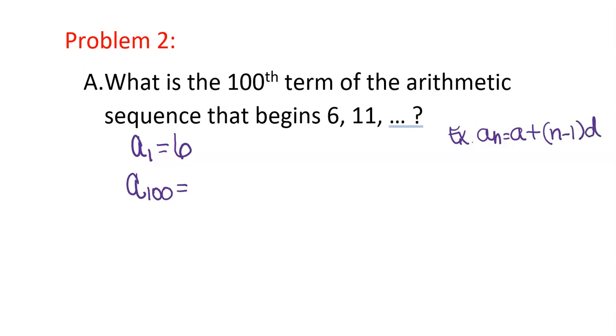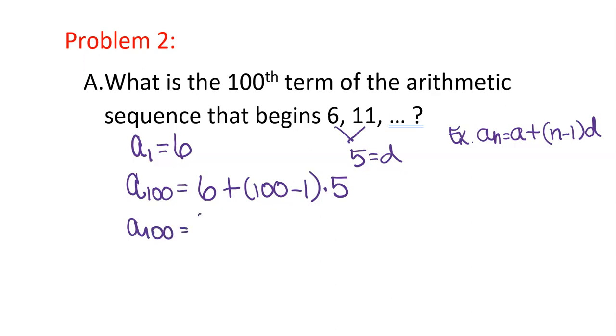So we're going to try to fill in each member of that. A is 6. Or no, we haven't found the common difference yet. Common difference is 5. So we have 6, which is our first term, plus our common difference, which is d, times our 100 minus 1. So 6 plus 99 times 5, our 100th term is 501.